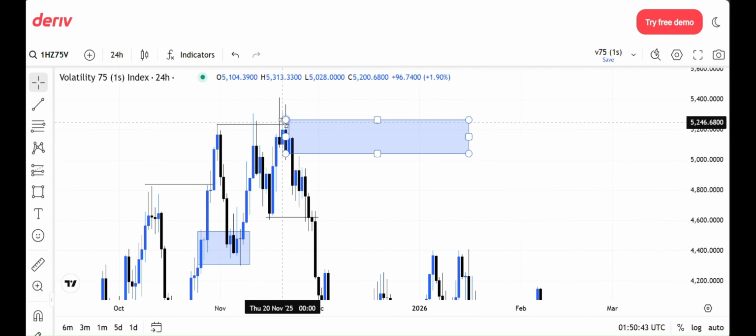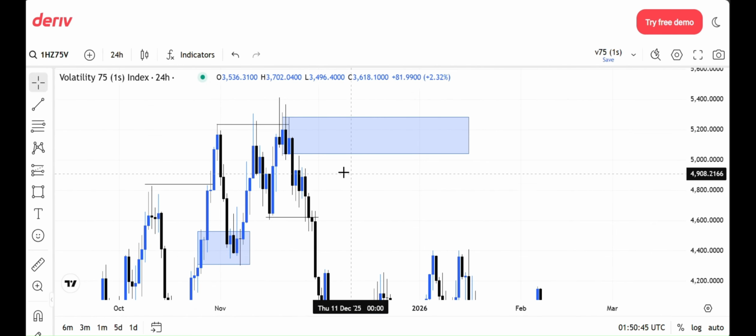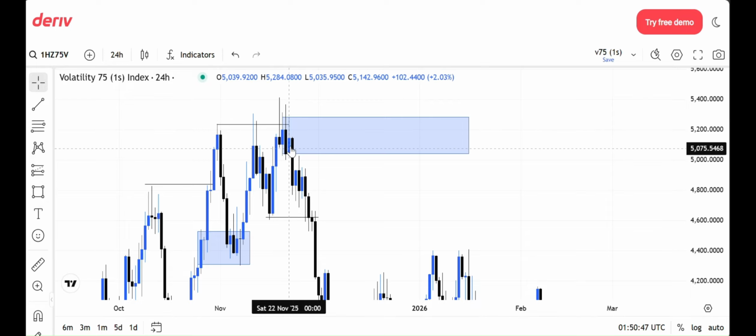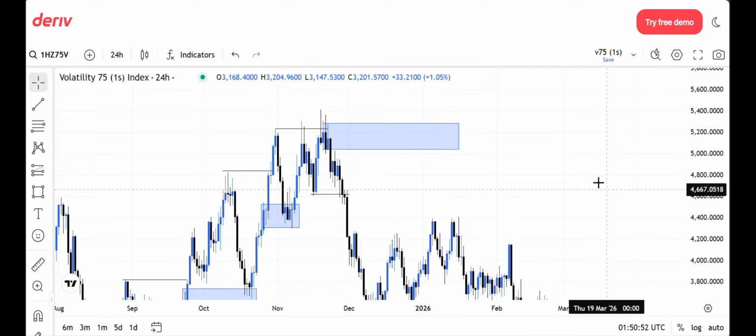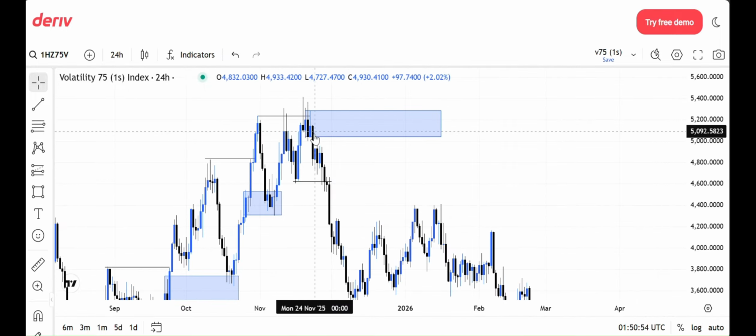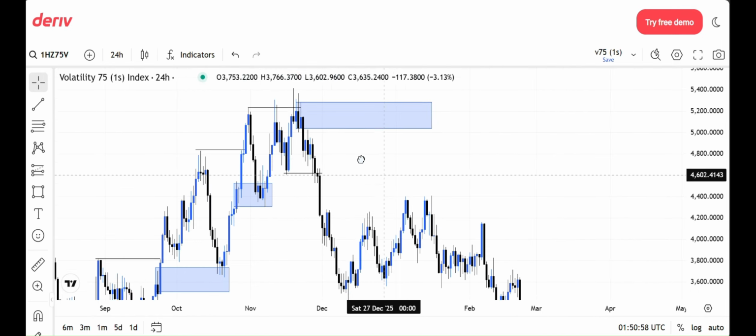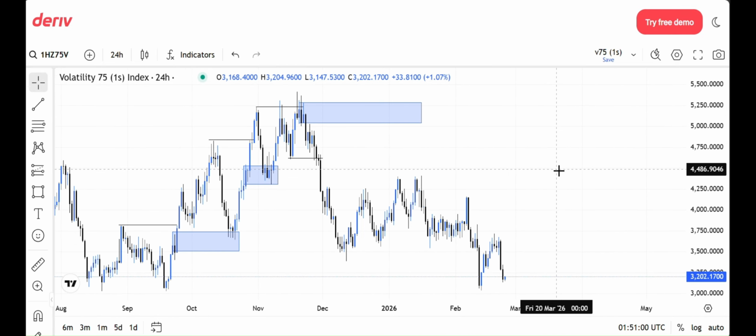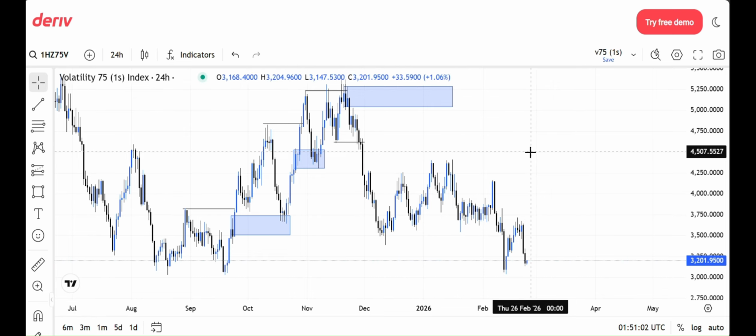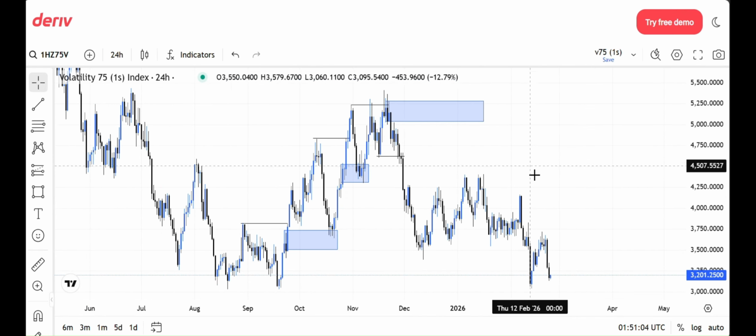We have this order block, this particular candle right here. It caused the break of structure to the downside. There was a rejection here, and there was a break of structure to the downside, and then there's a break of structure.